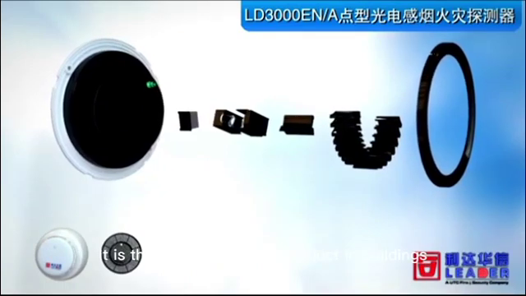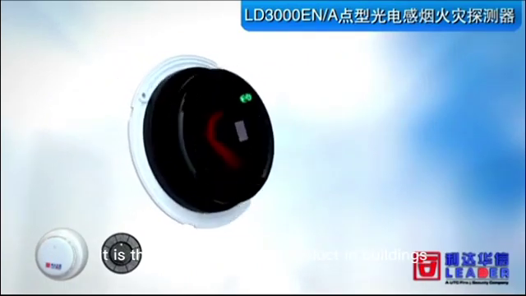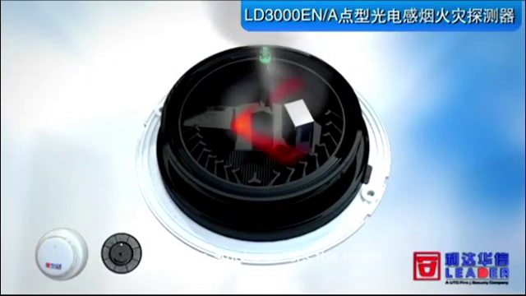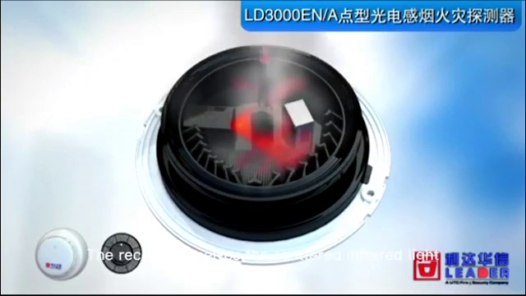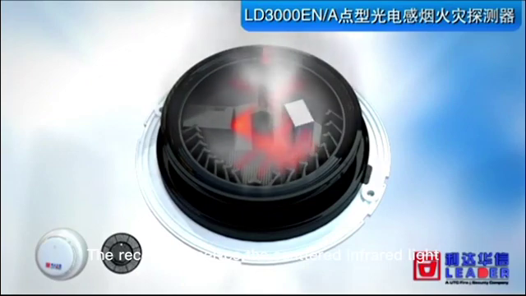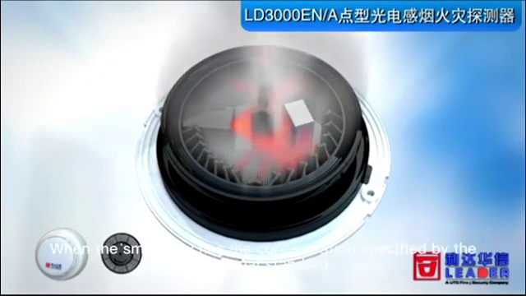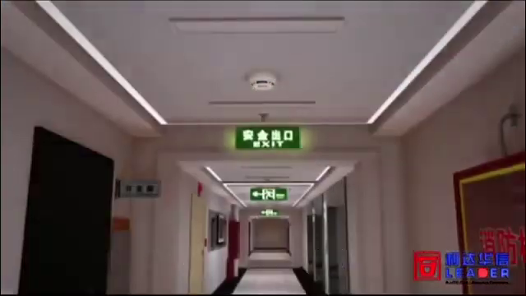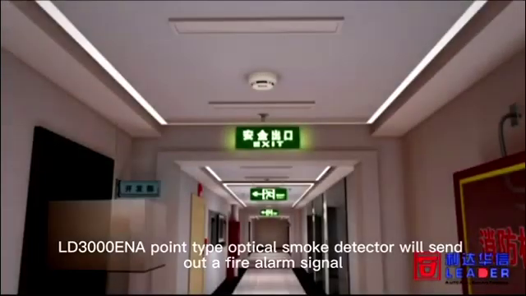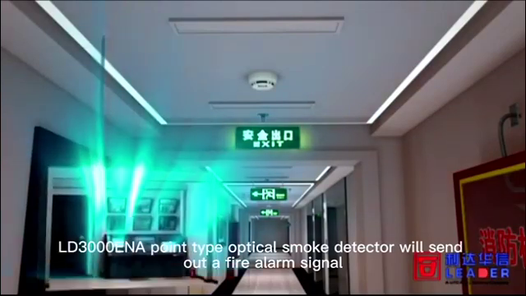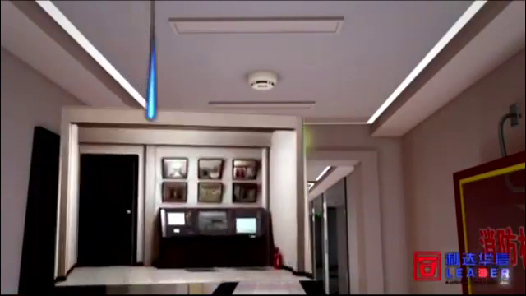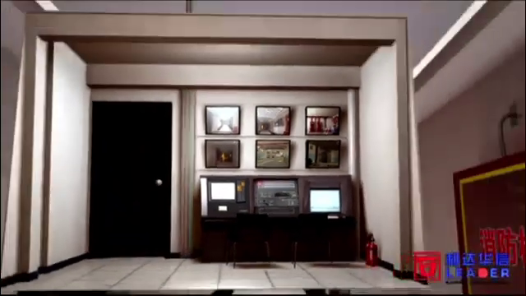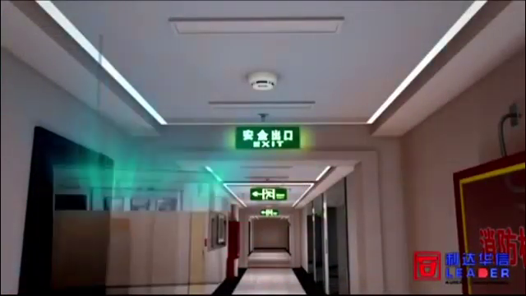It is the most used alarm product in buildings. After the smoke enters the maze, the receiver receives the scattered infrared light. When the smoke reaches the concentration specified by the national standard, the LD3000 endpoint type optical smoke detector will send out a fire alarm signal and transmit it to the central control room LD12812 fire alarm controller.